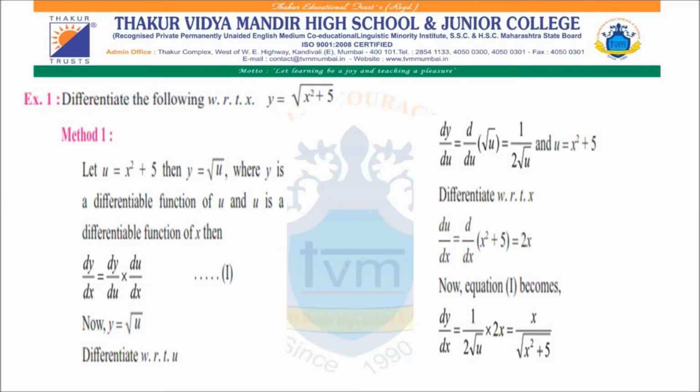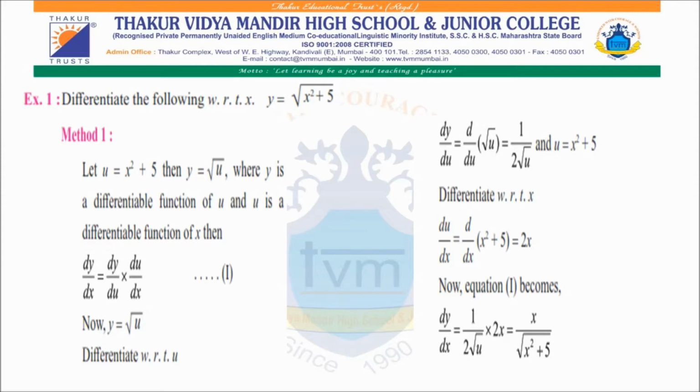Now see the example. Differentiate the following with respect to x. y is equal to under root of x square plus 5. Here, since you know the derivative of under root x, na? Here in place of x, it is given x square plus 5. So we will consider this x square plus 5 as a new function. Let u is equal to x square plus 5. Then y will be a function of u, that is y is equal to root u, where y is a differentiable function of u and u is a differentiable function of x.